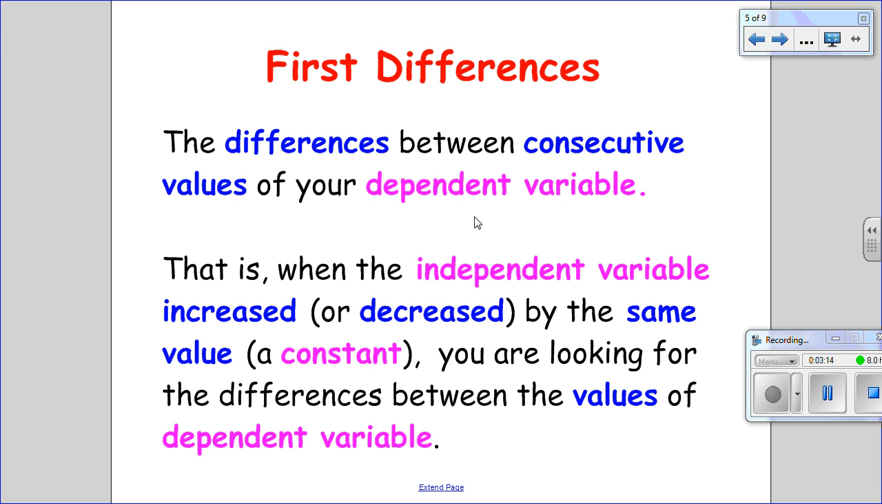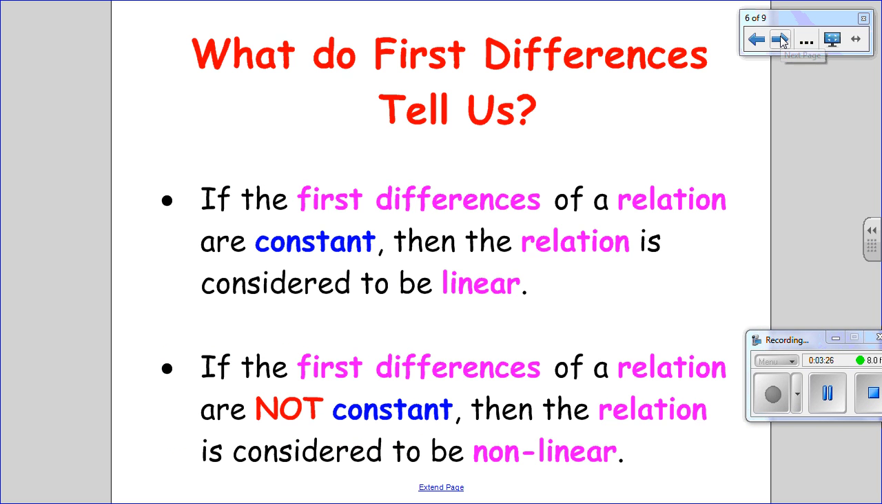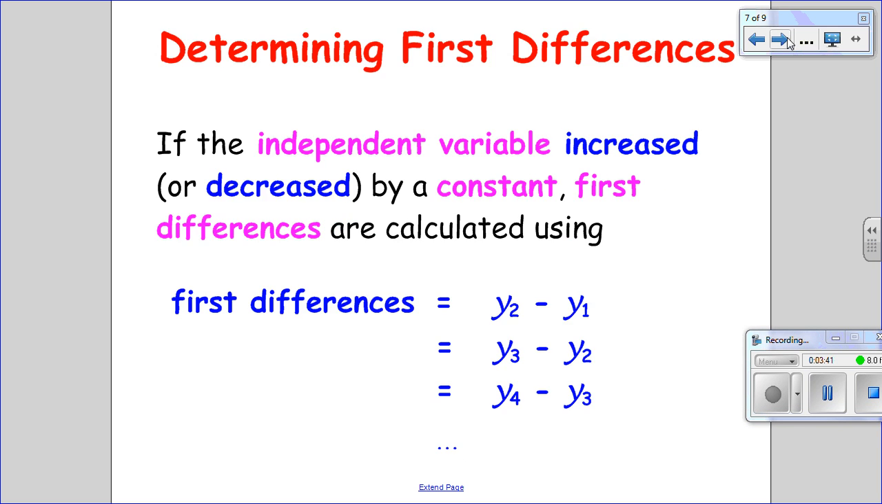Consecutive values of the dependent variable would tell you that the independent variable increases or decreases by the same value. And if you look at the differences between the values of the dependent variables, those are your first differences. And we learned today that first differences are what tells us if a relation is linear or nonlinear. If the first differences are constant, it's linear. If the first differences are not constant, it's nonlinear.